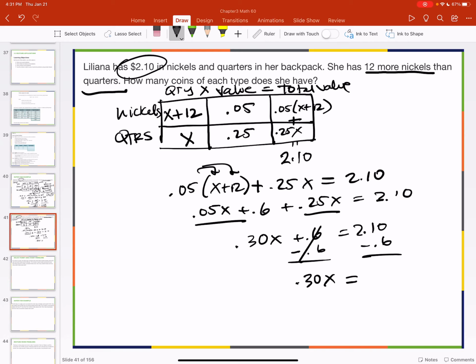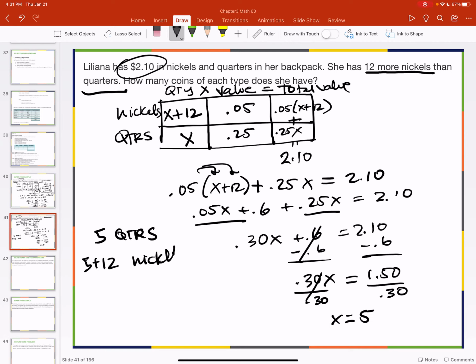Okay, so that's $1.50. There it goes. That's nice and easy. That's going to give us that whole number that we like. Okay, so 1.5 divided by 0.3 is going to be 5. So that means that she has 5 quarters. So 5 quarters, but she has 12 more nickels. So 5 plus 12 nickels. In other words, 17 nickels.